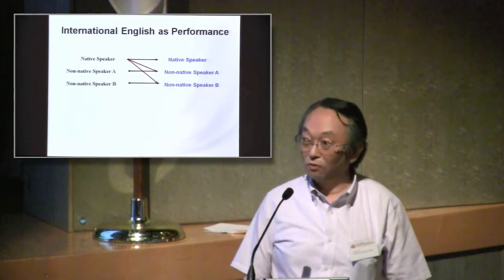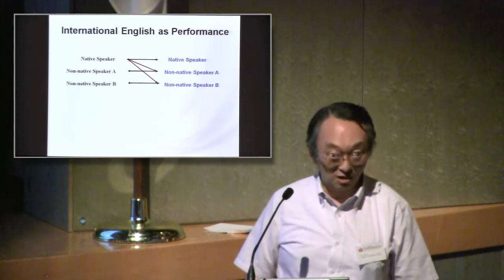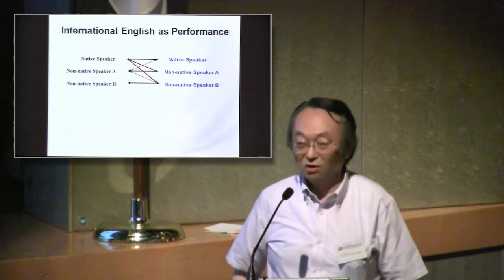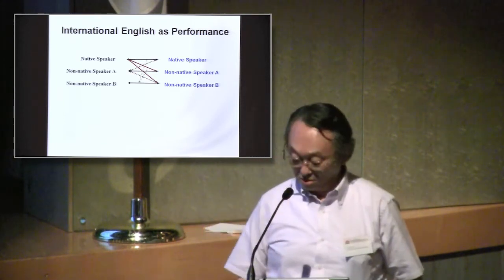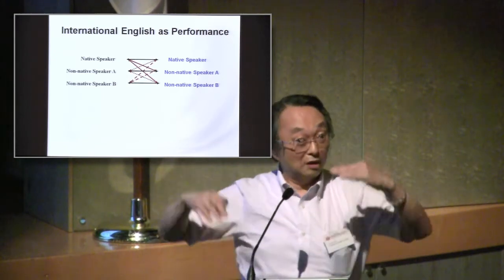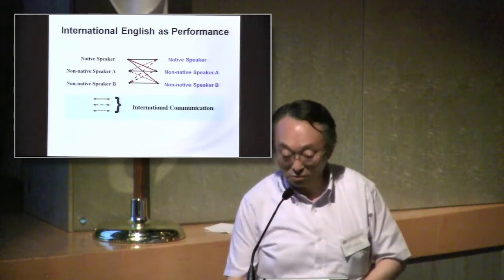It comes in when we cross borders. When a Japanese is talking to a Korean, that's international. When a Japanese is talking to an American, that's international. When we're talking to Indians, that becomes international. In other words, international English occurs when people from different cultures and different linguistic backgrounds have to talk to each other.